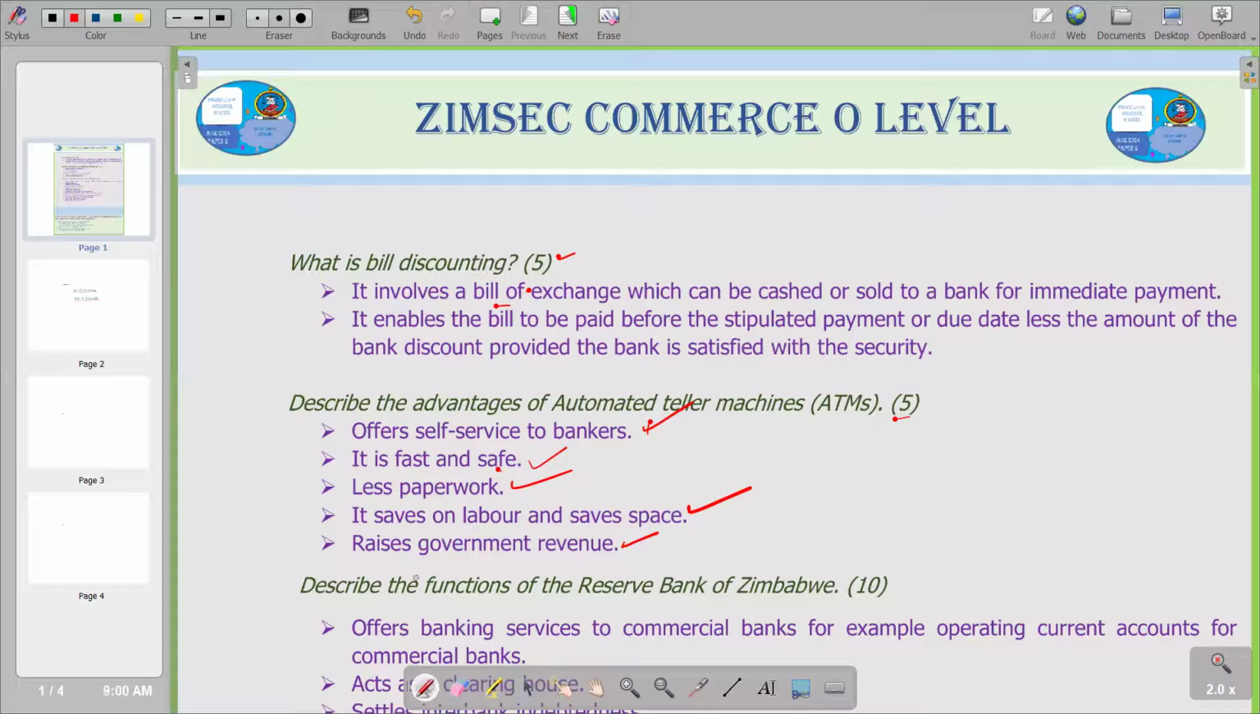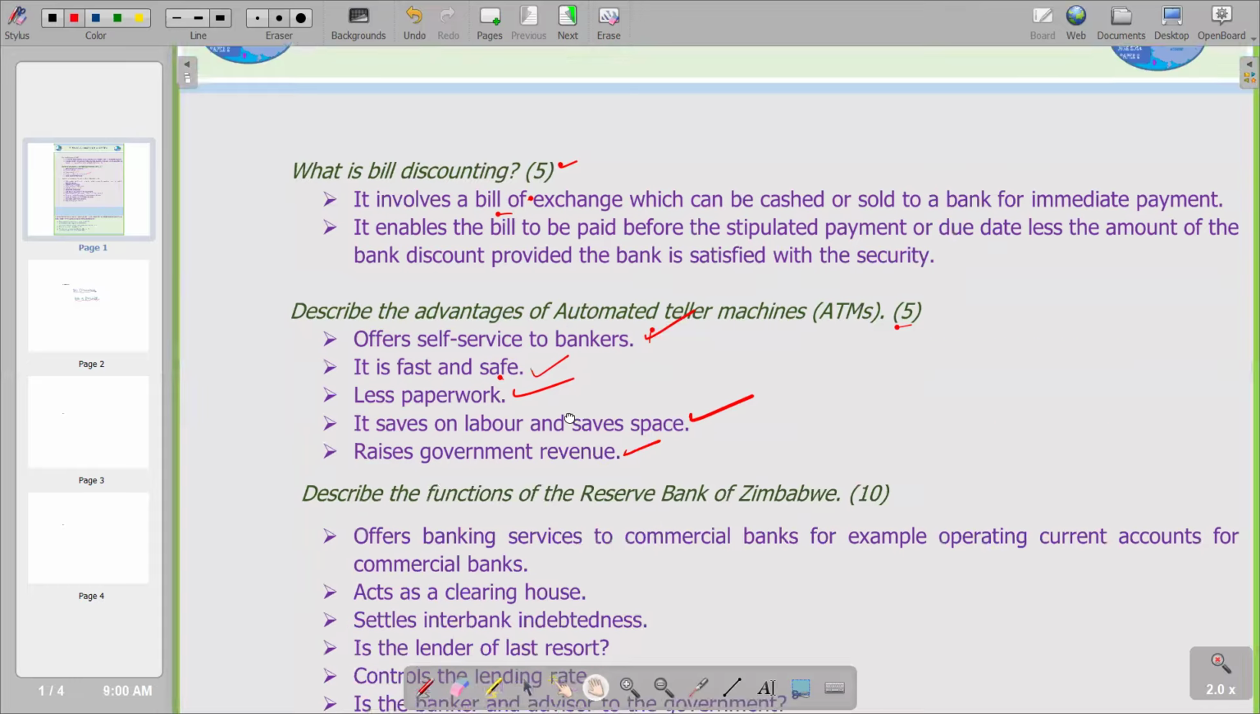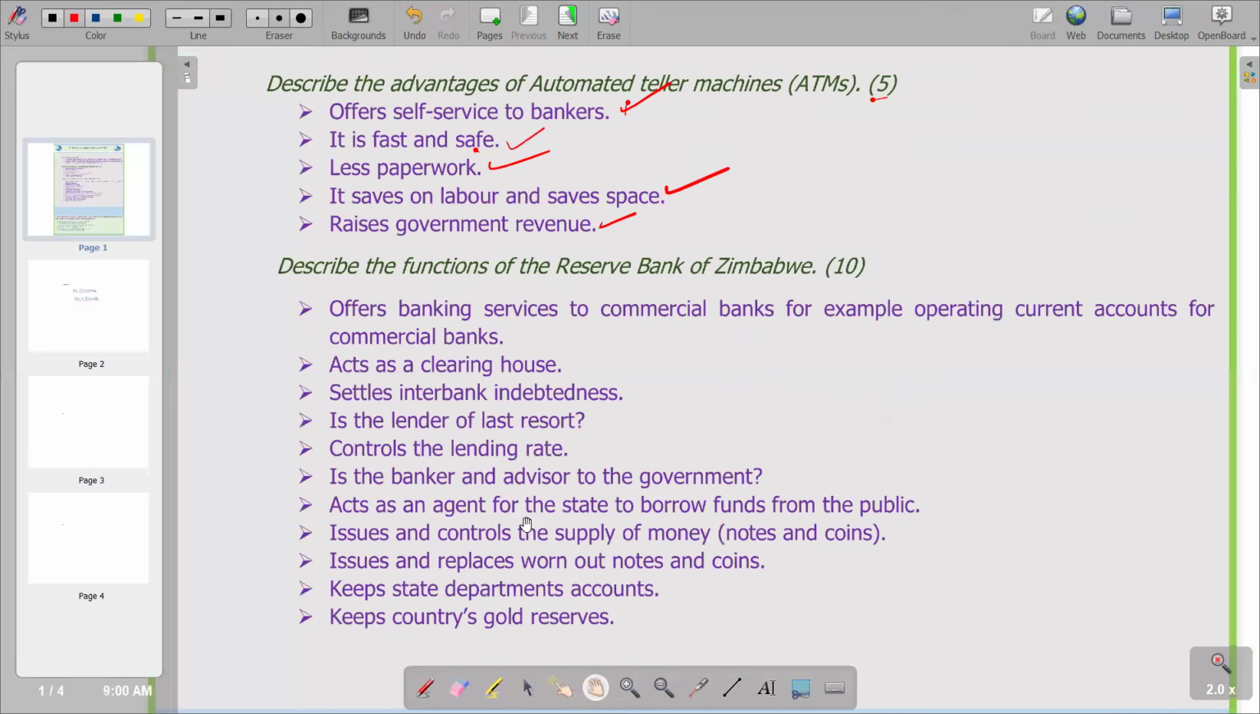So the last part of the question is saying, describe the function of the Reserve Bank of Zimbabwe. So basically, we have to understand that the Reserve Bank of Zimbabwe is the central bank of the local economy of Zimbabwe. So basically, the question is asking you the functions of the central bank, because the Reserve Bank of Zimbabwe is a central bank. So our question is for 10 marks. So we've got various functions that are listed there in terms of the functions of the Reserve Bank of Zimbabwe, but basically those functions are explaining functions of a central bank.